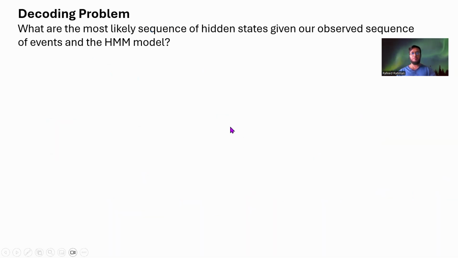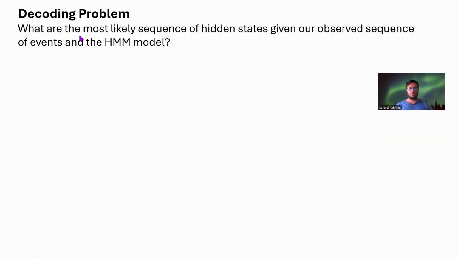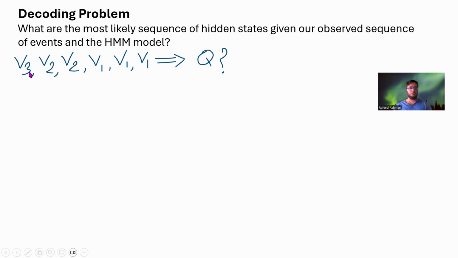So what is the decoding problem? This is what we are trying to solve here. The problem is, what is the most likely sequence of hidden states when you are given an observed sequence of events and the HMM model? Let me elaborate. Suppose these are your observations. V3 means you have a high ctDNA level. So high ctDNA, moderate ctDNA, then low, and low ctDNA. You have these 6 observations. Now you're asking, what are the cancer stages in these 6 time steps? So what are the Qs? What are the hidden states? That is what we have to solve in the decoding problem.